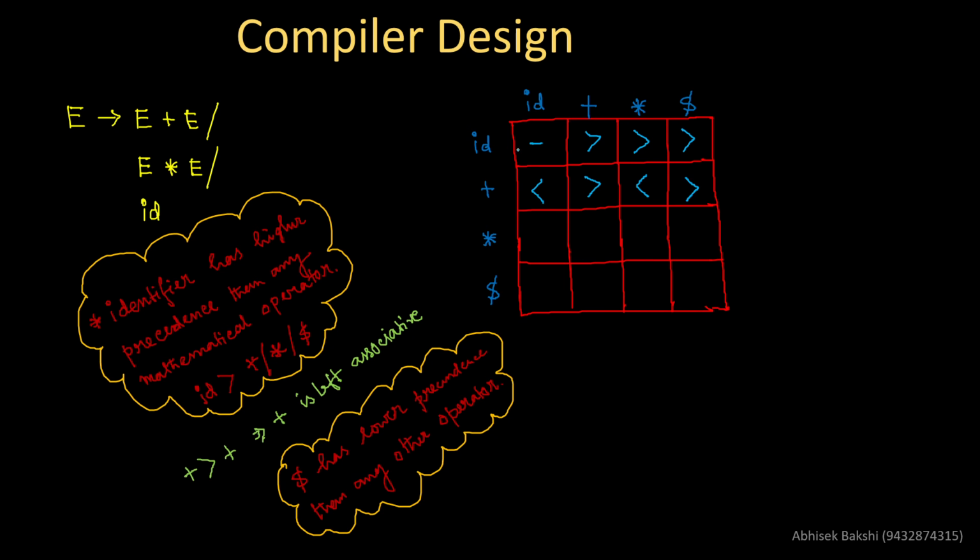Like star with ID. Obviously, star is lesser than ID because we know ID has the highest precedence. And star with plus. Obviously, star is greater than plus. But star with star, the same thing again, so I can consider that star is also left associative. That means star is greater than star. And star is greater than dollar. So you see, with respect to dollar, everything is greater than dollar, and with respect to this dollar, everything should be lesser than. I mean dollar is lesser than every other.